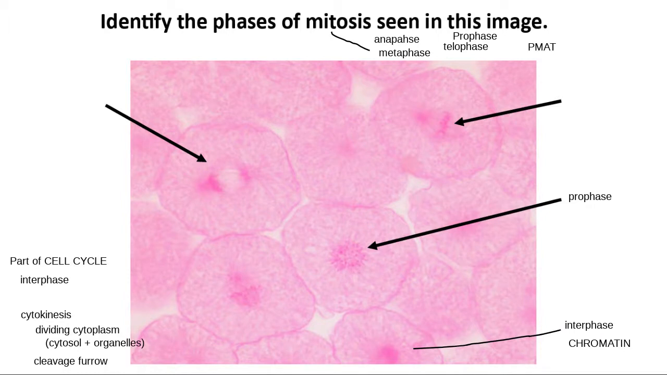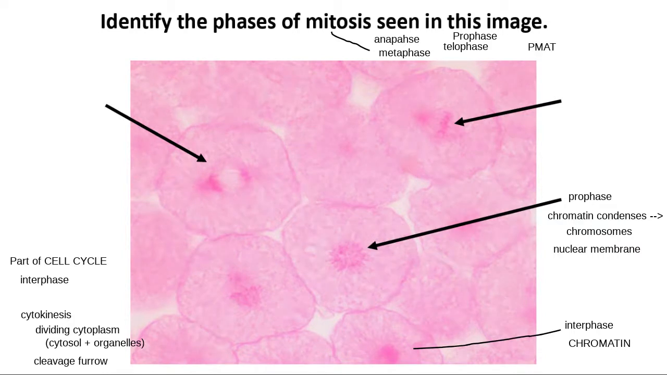Yep, so my chromatin condenses. We turn it into those things that we call chromosomes. Absolutely. Yeah, and the other major thing besides making those chromosomes that I need to be able to divide is that my nuclear membrane dissolves. The nuclear membrane dissolves, or it falls apart.